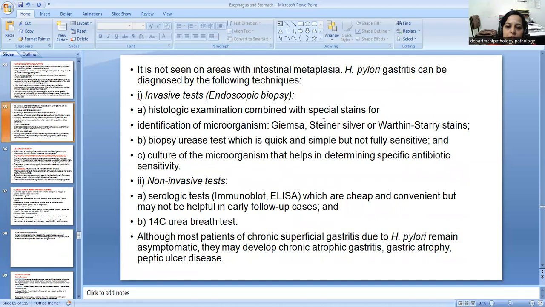H. pylori gastritis can be diagnosed by the following techniques: invasive techniques like endoscopic biopsy or histologic examination combined with special stains, Giemsa, Steiner silver, or Warthin-Starry stain, biopsy urease tests, and the culture of the microorganism. Non-invasive tests like serologic tests, which may include immunoblot, ELISA, PCR, urea breath test.